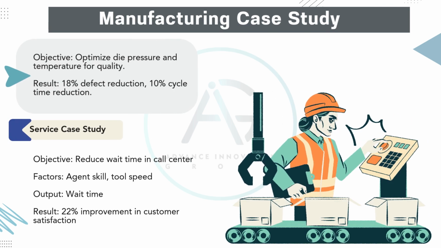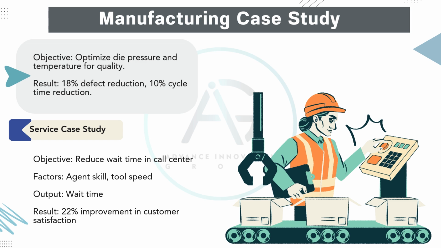Let's look at two real-world case studies, one from manufacturing and one from a service environment, to see how DOE can drive impactful results. First, the manufacturing case study. The objective here was to optimize die pressure and temperature to improve product quality. After running a designed experiment and analyzing the results, the team achieved an 18% reduction in defects and a 10% reduction in cycle time. This not only improved quality, but also boosted overall efficiency.